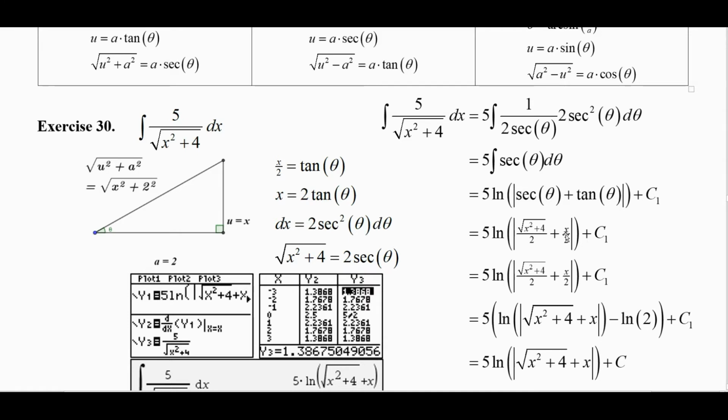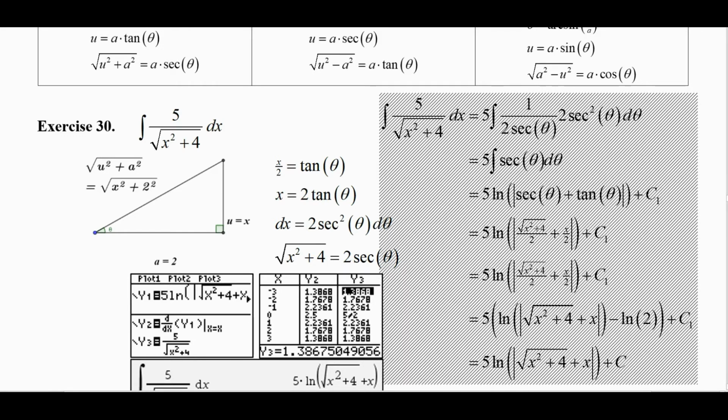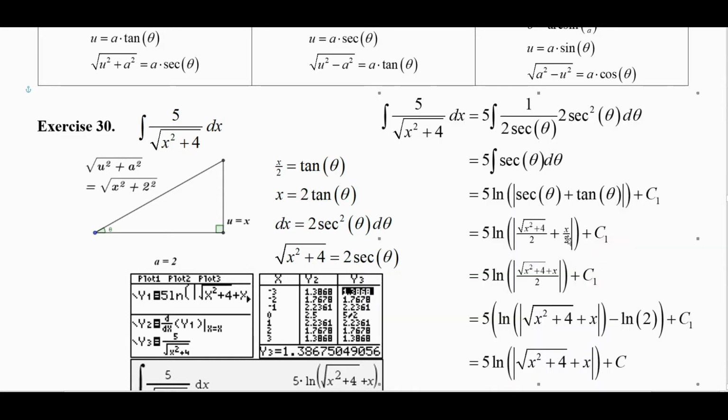Let me do a slight change here. What I meant to show here is that we have a common denominator of 2 here, so we can add the numerators: square root of x squared plus 4 and then plus x.